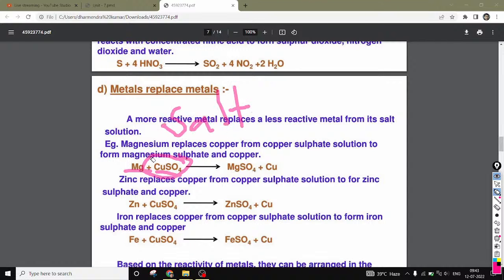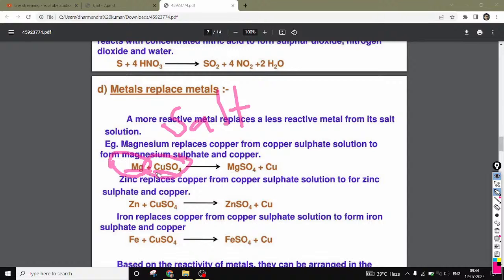So under this salt, if you react this magnesium, and this is another metal, and here copper is also your metal, so this copper sulfate is your salt. So when you react a highly reactive metal with a less reactive metal, the highly reactive metal can replace the less reactive metal from the salt solution, right?